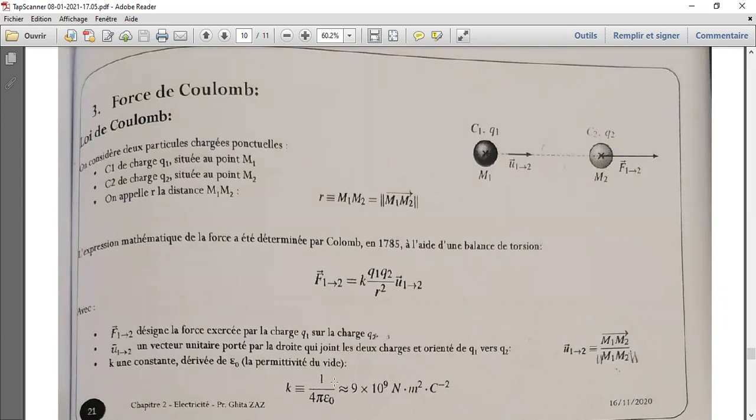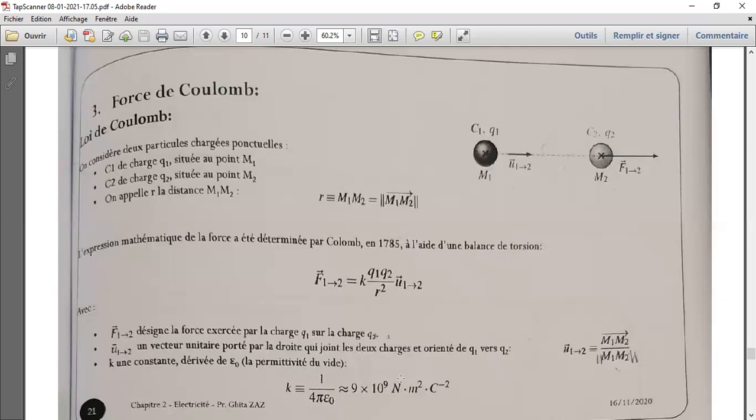So for K, you can either replace it with 1 over 4 pi epsilon 0, or you can replace it with 9 times 10 to the power 9 Newton times meter squared times C to the negative two. Yes, you have a question?